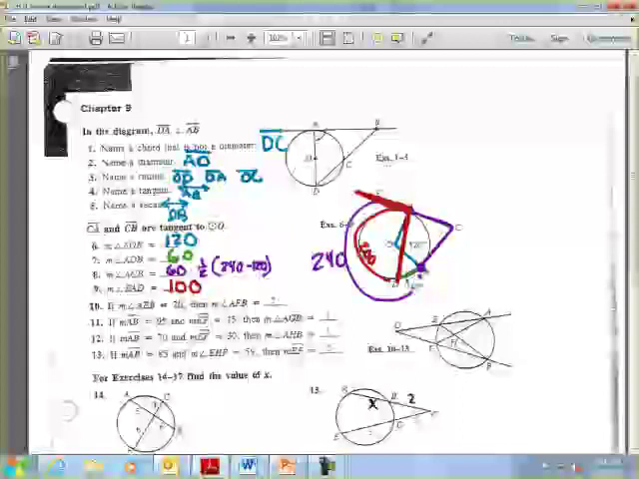An angle made by a tangent and a chord is half of the arc that's cut off. If it happens to be a tangent and a radius, that would be a right angle or 90 degrees. Questions on any of those?